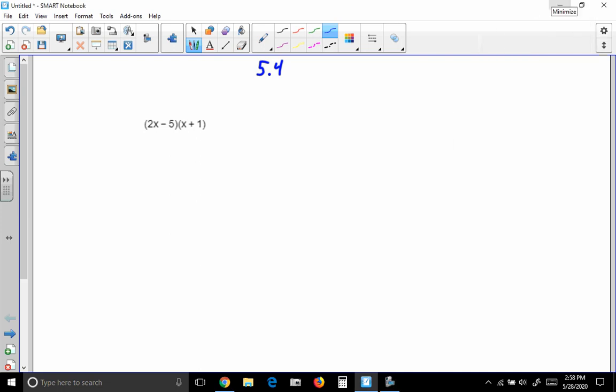So the first problem we're going to do out of 5.4 is this one. We did problems like this in 5.3, and this is just distributing. Now in this section, if you watch the video that goes with this section, they might have emphasized FOIL a little bit more. But remember, all FOIL is: multiply the first together, multiply the outer together. That's distributing the 2x. Multiply the inner together and the last together. FOIL. First, outer, inner, last.